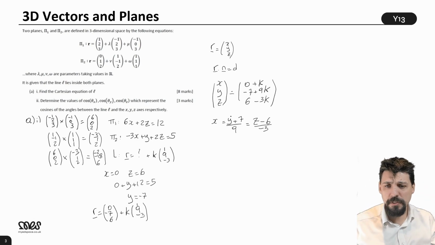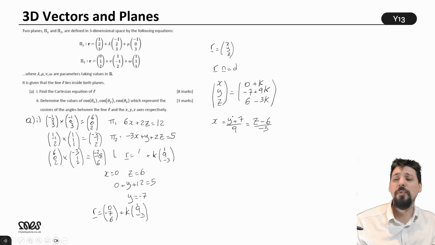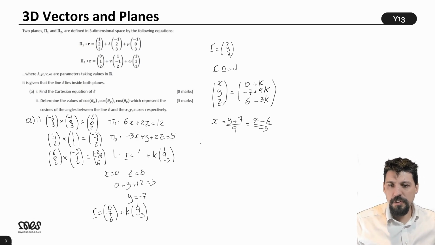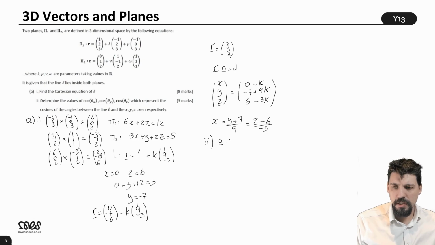So like I said, this question is going to take us on a wild tour through all of 3D geometry. It's absolutely amazing. Right, part 2. Let's find the values of the cosines between the axes, basically, and the line. Now, what we're going to use here is, I'm going to remind you of this, and we're going to use this a lot today, that the dot product between two vectors can also be given as the modulus of A, modulus of B, cos of the theta between the two vectors.